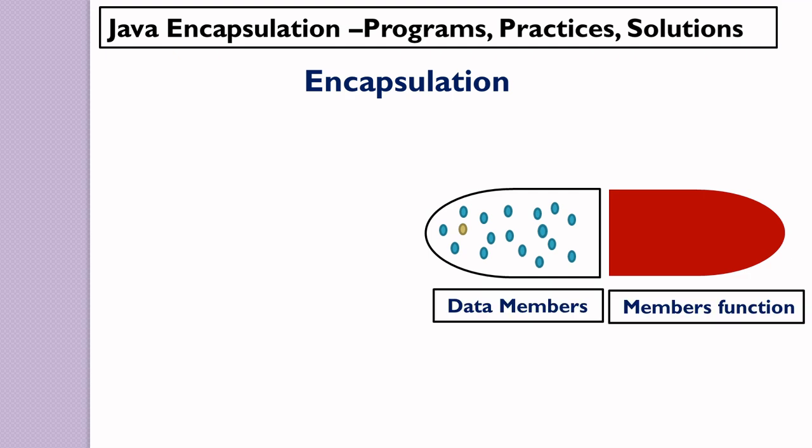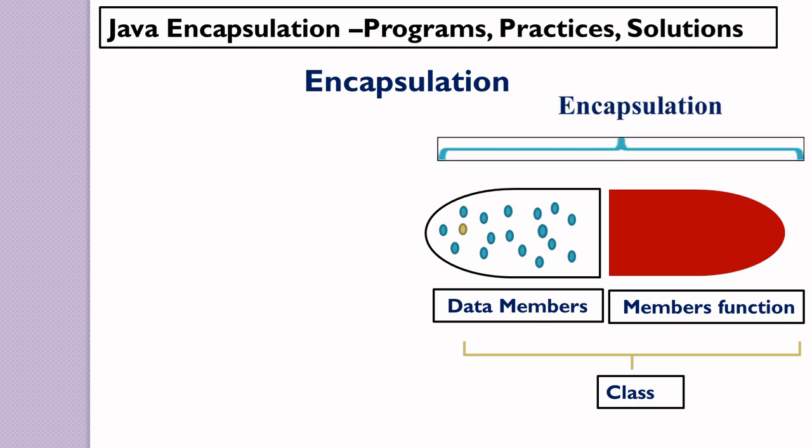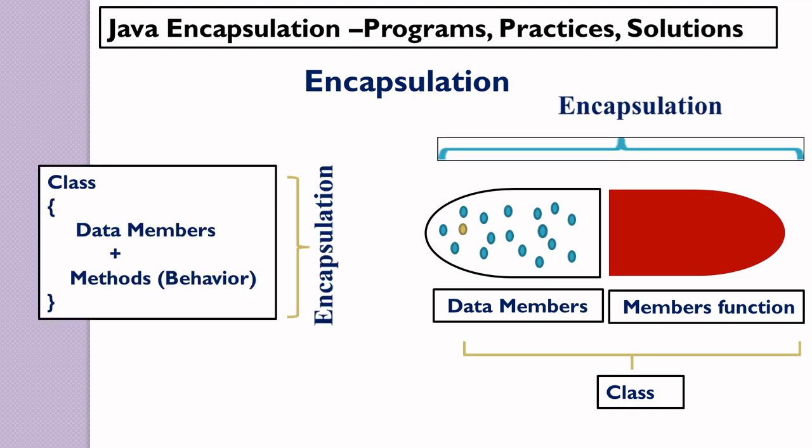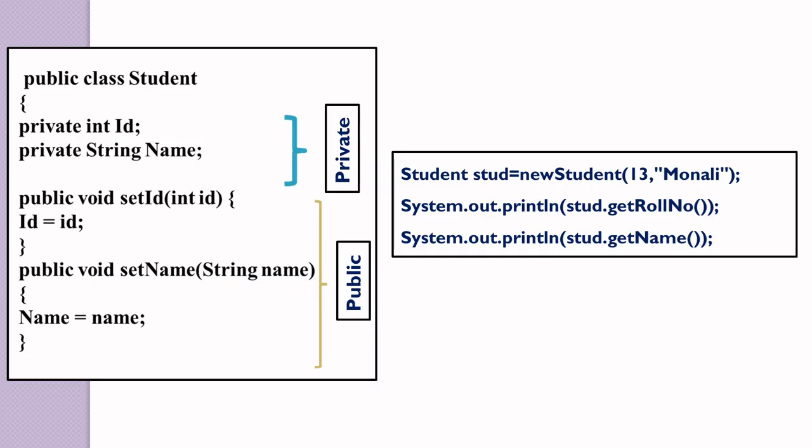In a capsule, data members and member functions are encapsulated in a class. So this is called encapsulation. Like this, there is a class, and in the class data members and member functions are encapsulated. For achieving encapsulation, we have to make the data members private. When we make data members private, we can access them only within the class. But if you want to access them from outside the class, we can't access without permission.